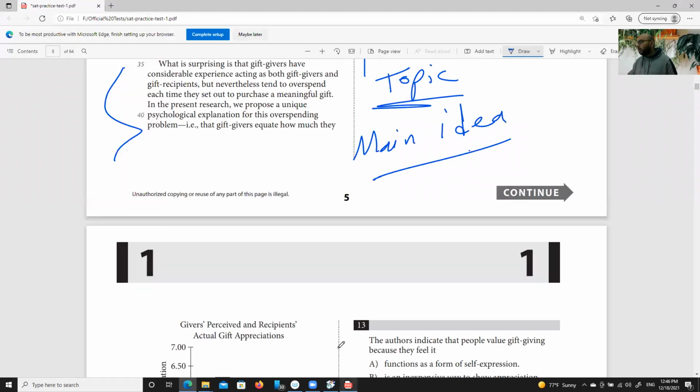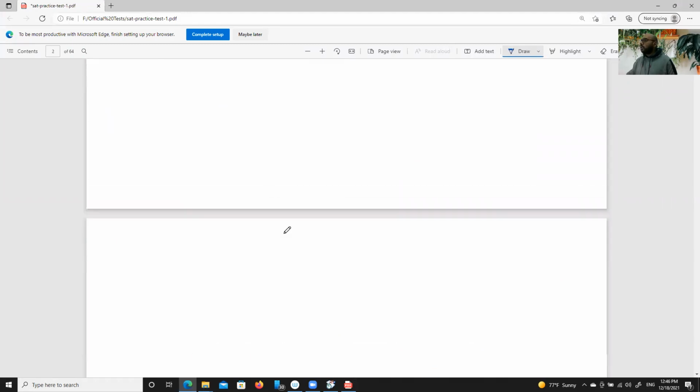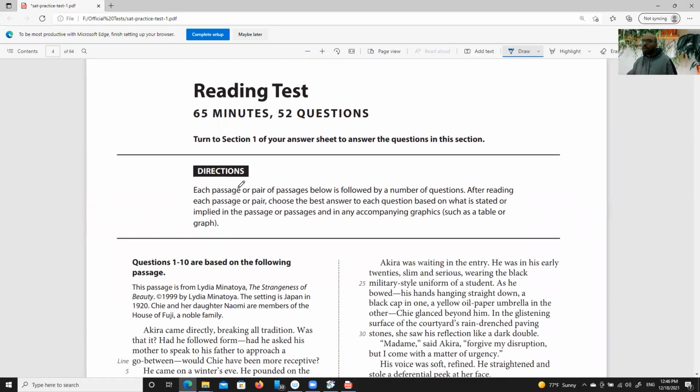Please, the first step is to ask yourself before skimming, what is the type of the passage I'm about to skim? The type of the passage will help here. For example, this is a literature passage. Do I skim it the same way as the other passages?